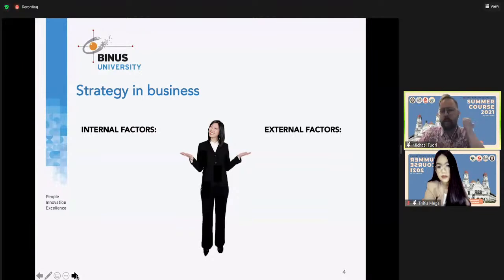So what are the internal factors that affect a business's strategy? Business is not that much different from football. The employees. So yeah, our employees are our players on our team. They have strengths, they have weaknesses. The cost is very important. So we think about our budget, our equipment is important, the technology that we have. What else?